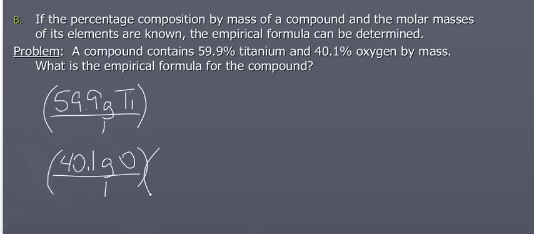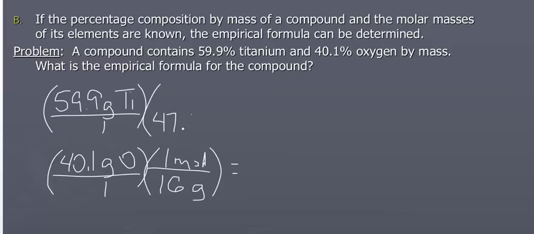I want to convert those to moles, so get the molar mass of oxygen and titanium. From the periodic table, titanium is 47.9. So we're going to get moles of each one of these elements.